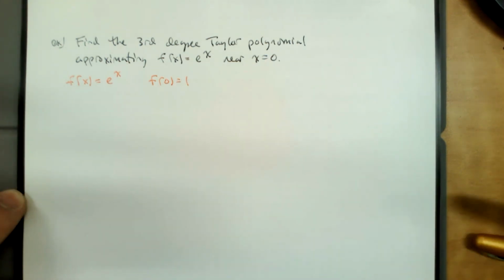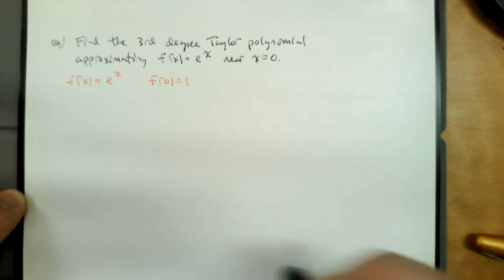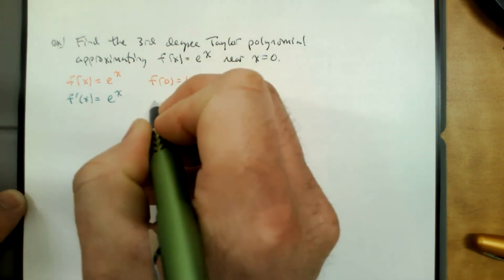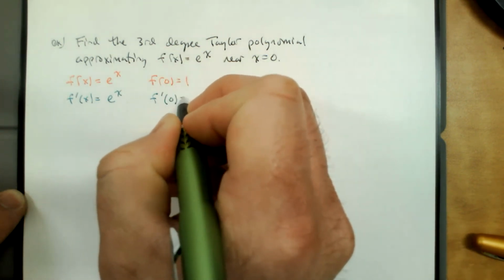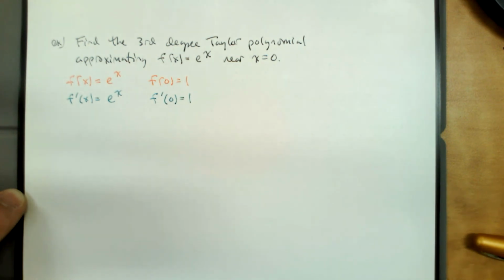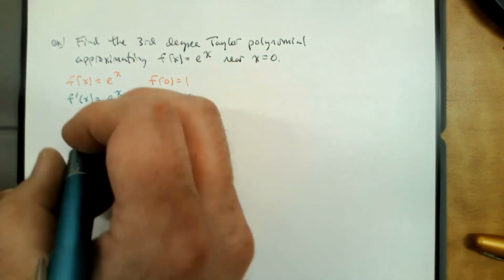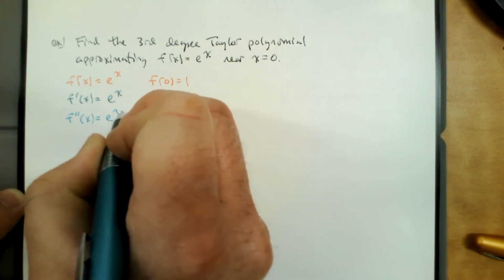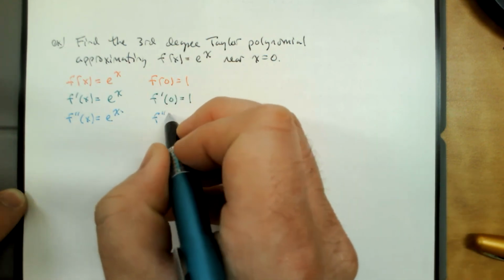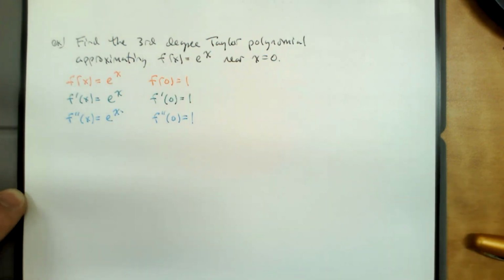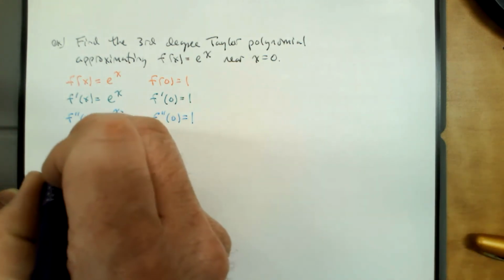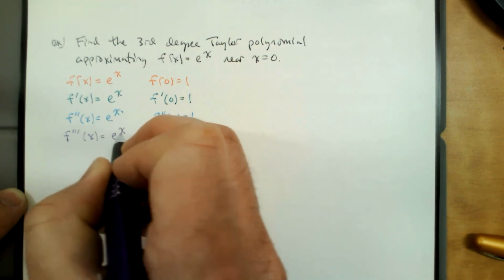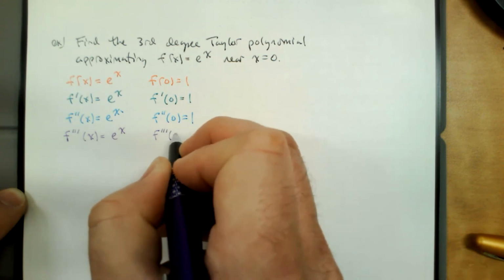So the first derivative is just e to the x. F prime at 0 is also 1. This example is brought to you by the letter E and the number 1. The second derivative is e to the x. And the second derivative at 0 is equal to 1. These are all the numerators that we're going to need in our Taylor polynomial. F triple prime at x is still e to the x. F triple prime at 0 is 1.